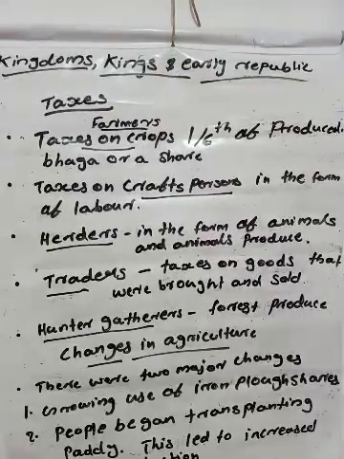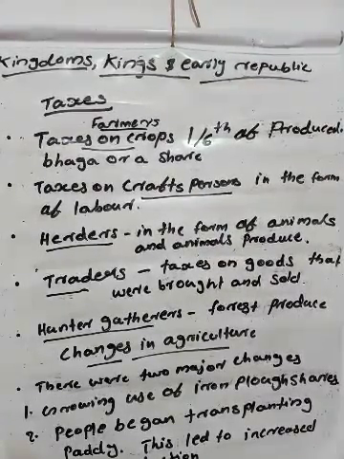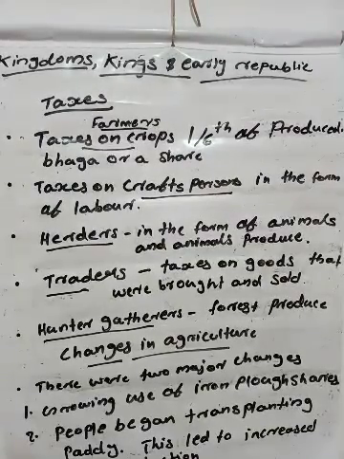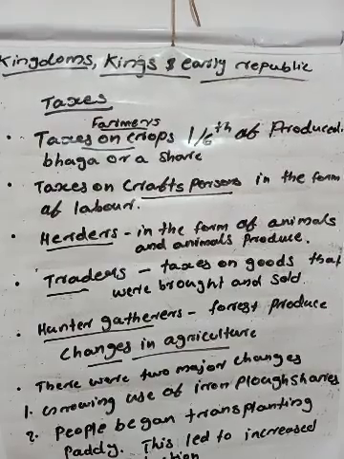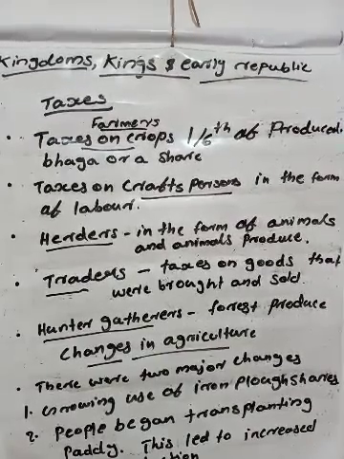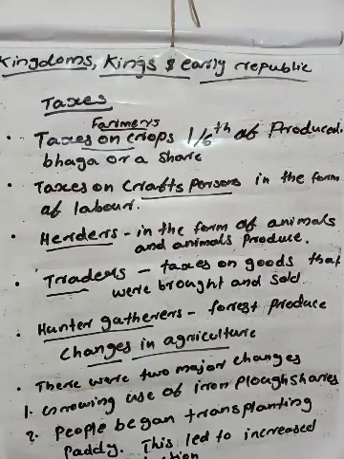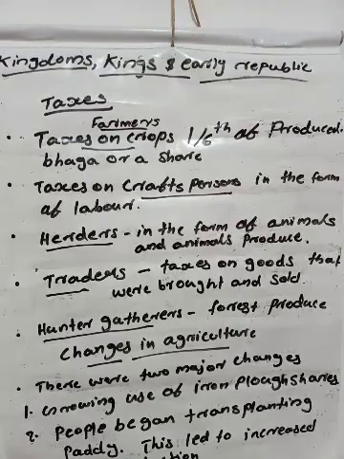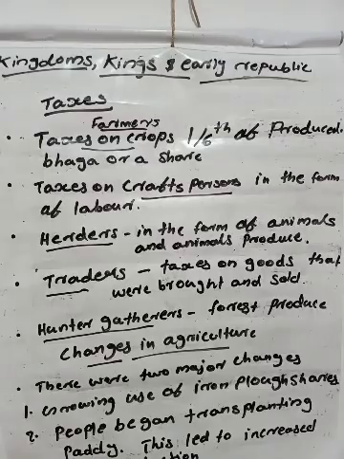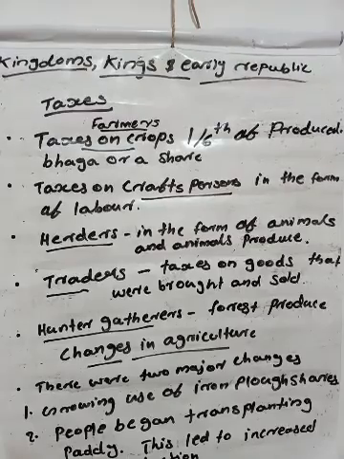Which are the different taxes imposed by the Rajas of Janapadas and Mahajanapadas? The first one is the taxes on crops. The farmers paid taxes on crops. The taxes on crops were the most important. This was because at that time most of the people were farmers, so these taxes were very important.